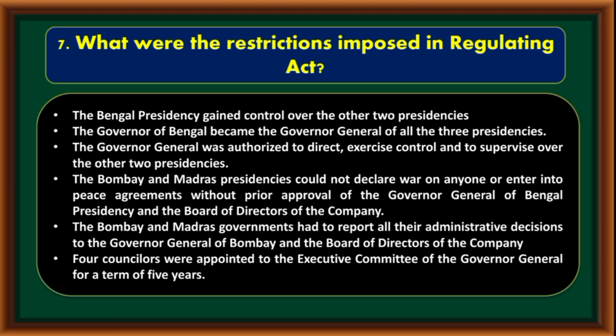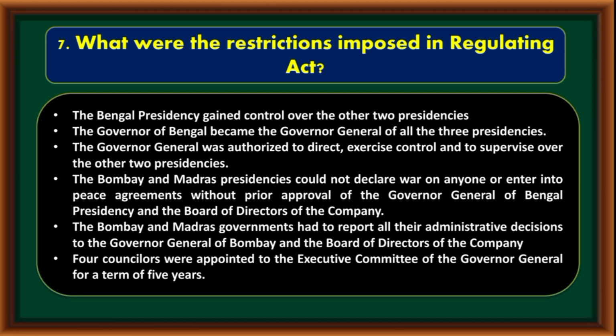What were the restrictions imposed in Regulating Act? The Bengal presidency gained control over the other two presidencies. The governor of Bengal became the governor general of all the three presidencies. The governor general was authorized to collect, exercise control, and to supervise over the other two presidencies. The Bombay and Madras presidencies could not declare war on any or enter into peace agreements without prior approval of the Governor General of Bengal Presidency and the Board of Directors of the company.